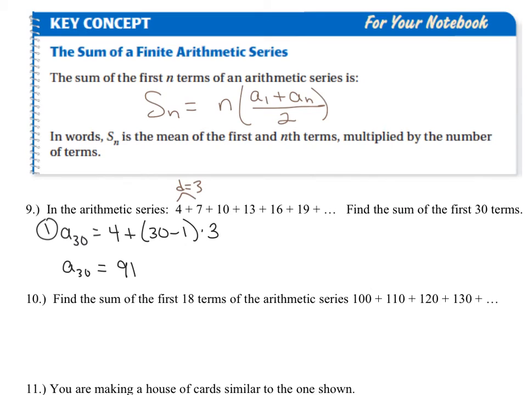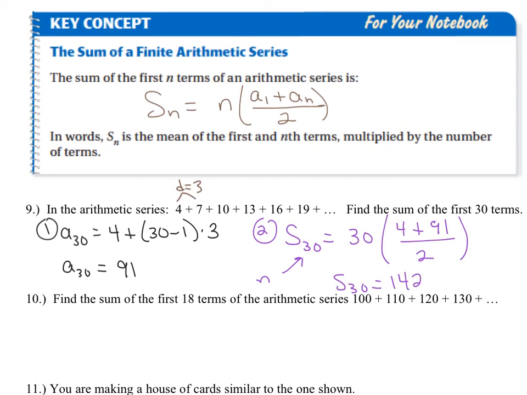So now that we have all of that information, we're going to go ahead and do the second part of this problem. We're going to sum up the first 30 terms. So in using the formula, our n value is 30. So 30 is on the outside. A sub 1, which was 4 from the original problem, it was the first term, plus a sub 30, which is the last term in this series, we just found to be 91. We're going to divide that by 2. And when you type that into your calculator, you get 1,425.